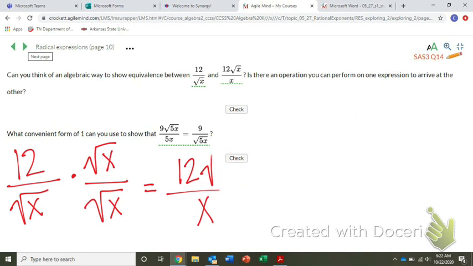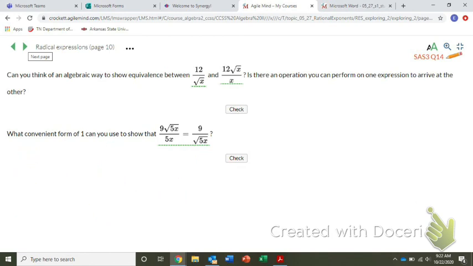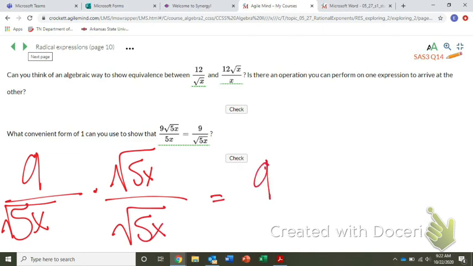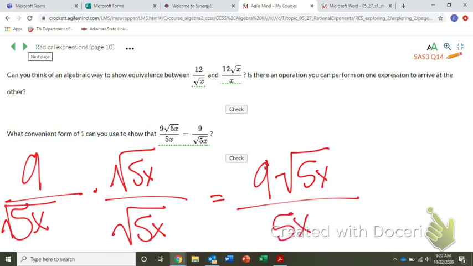And you do the same thing for b. So 9 over the square root of 5x. Remember, you cannot have a square root in the bottom. So you multiply by the denominator on the top and the bottom. And you get 9 square root of 5x over 5x. And you cannot simplify those anymore. Okay?